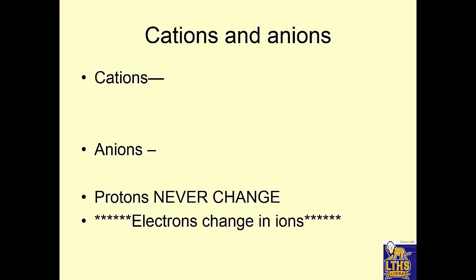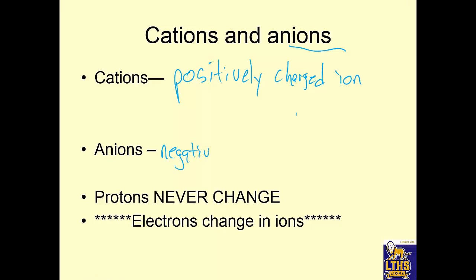Cations and anions. Anything that's an ion means it has a charge. So if you're an ion, you have a charge. A cation is a positive ion, positively charged. An anion is negatively charged. The way you change charge is by losing electrons to become positive. If you lose negative electrons, you become positive. If you're a negatively charged anion, you add electrons.